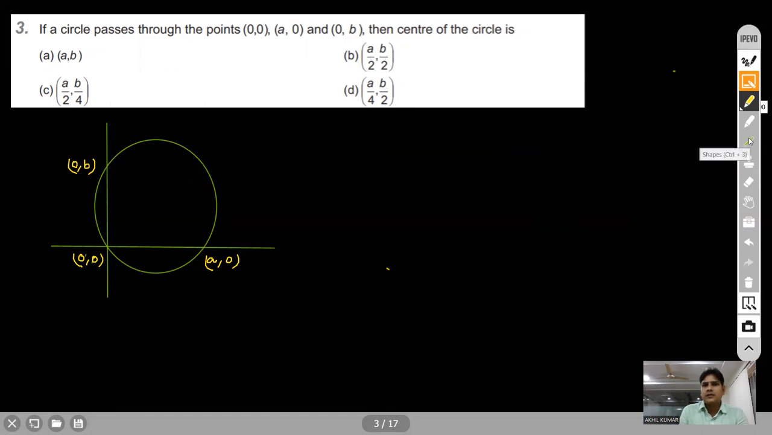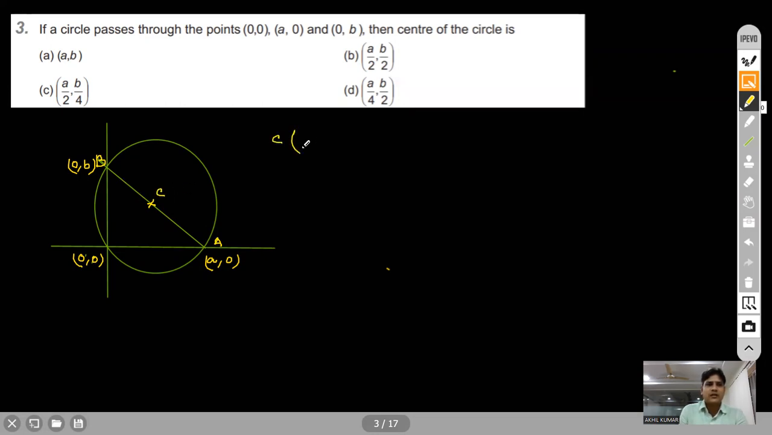So the center of the circle will be, if you see, this will be our diameter. Sorry. Suppose I am taking this point as B and this as A. So AB will be our diameter, right? And what will be the midpoint of this? The midpoint of AB will be the center of this circle. So we can easily find the coordinates of this.